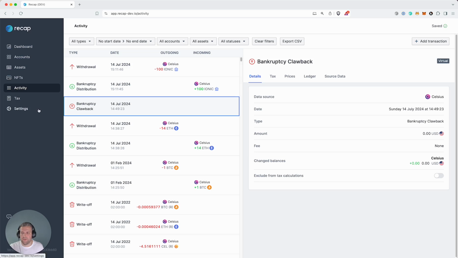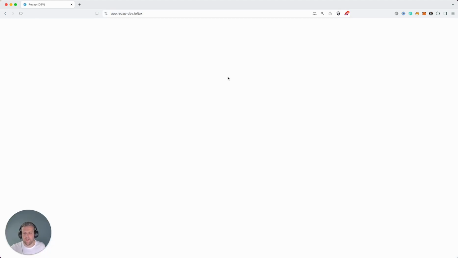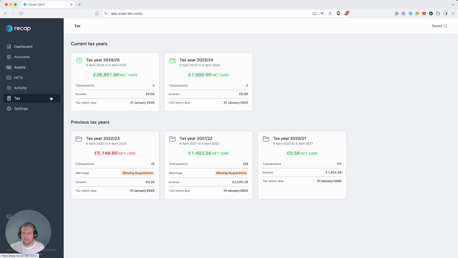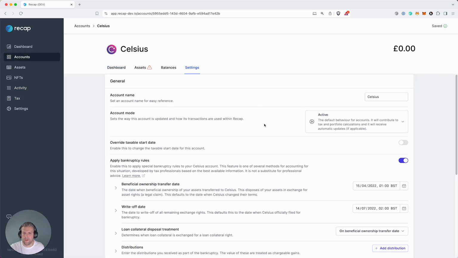So the net result of all of this is to come up with an equitable tax position. If we have a look at the tax tab, you can now see that I have a tax write-off in 2022-2023, and in 2024-2025 I actually have a gain as a result of receiving some distributions. So that's just a quick overview of exactly how our settings work for bankruptcy at Celsius.